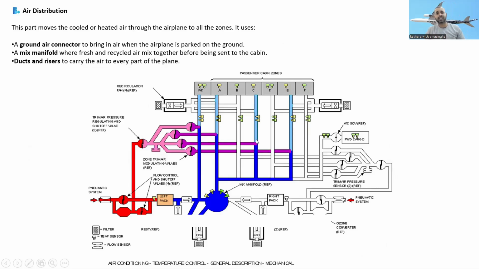Okay, these are the ducts and risers, and this is the mixed manifold, and this one comes from the pneumatic system. You can see the pneumatic system, the hot air coming and coming here, trim air pressure regulating shut-off valve, and it goes to the distribution section. And this one, the recirculation air, comes to the mixed manifold, and again they recirculate it through the filters and the sensors, and then they distribute it again. Okay, right, this is the system, right? Okay, this is the mechanical system, you just go through it.